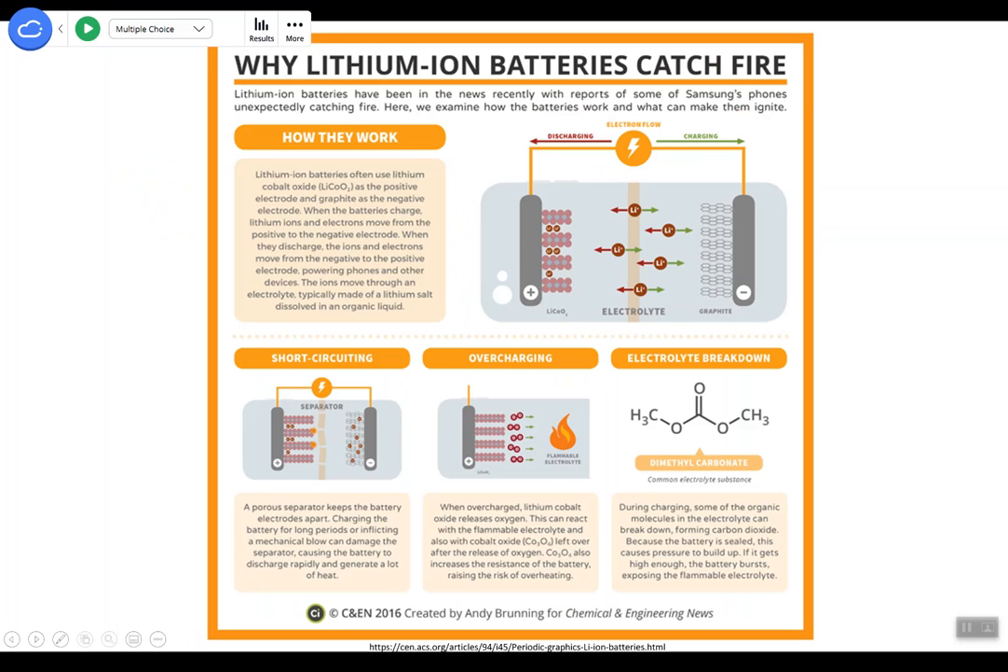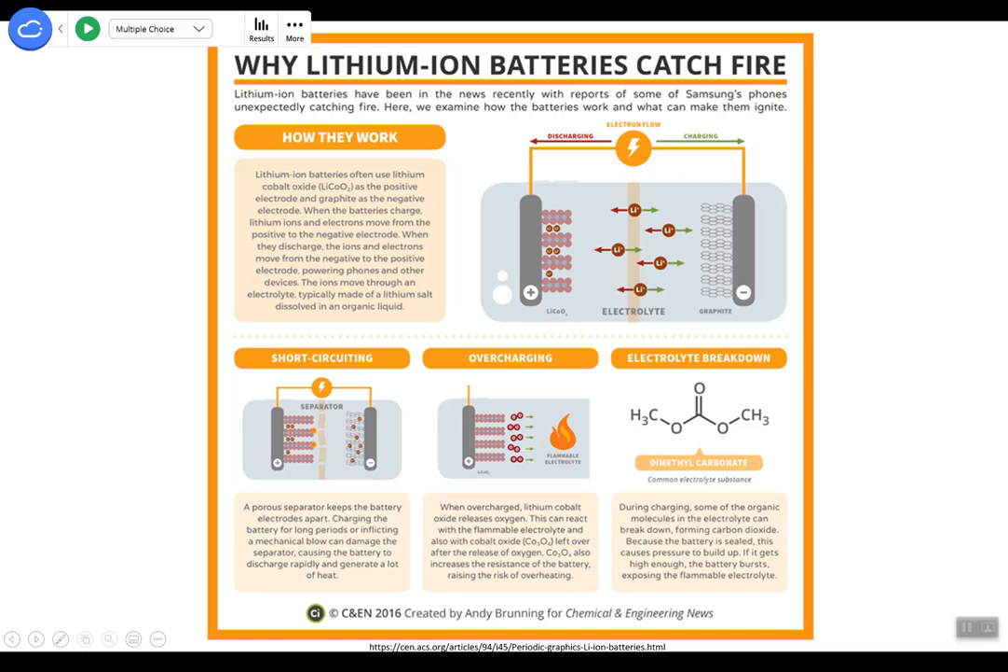Well, you may remember a number of years ago, lithium-ion batteries heating up and catching fire. I don't expect you to be able to read this. If you want to read this after class, you're welcome to. You don't have to. From Chemistry and Engineering News, it's an interesting infographic on what happens.